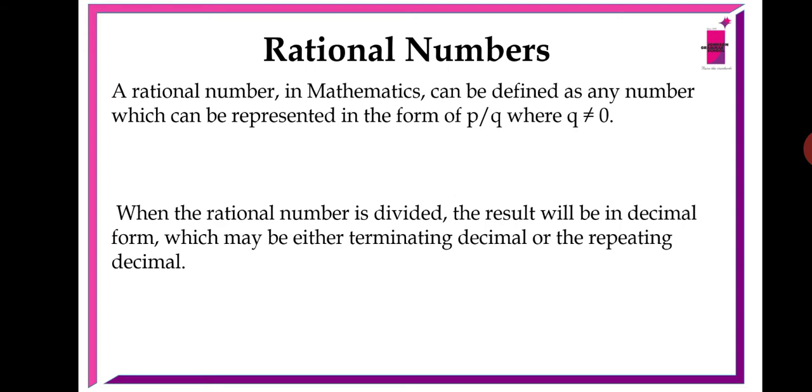A rational number in mathematics can be defined as any number which can be expressed in the form of p by q, where q is not equal to 0. When the rational number is divided, the result will be in decimal form, which may be either a terminating decimal or a repeating decimal.